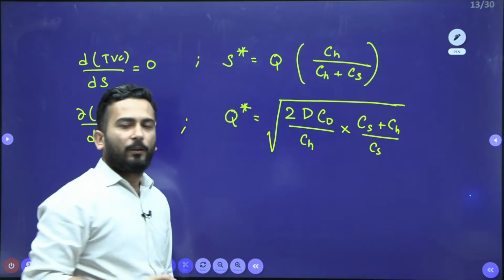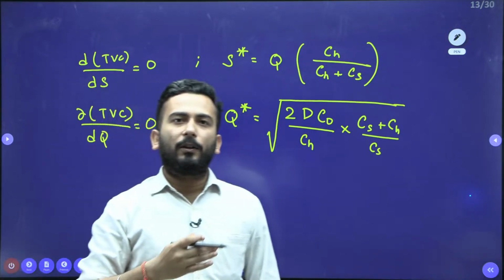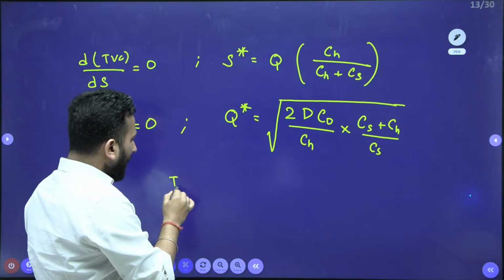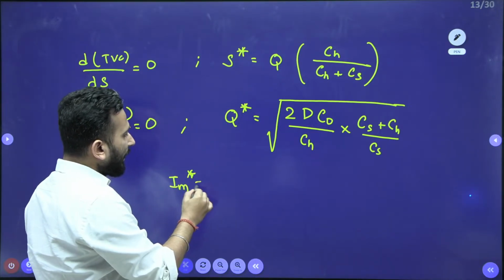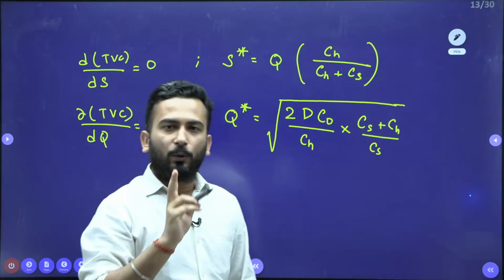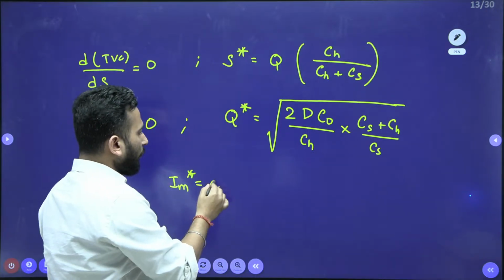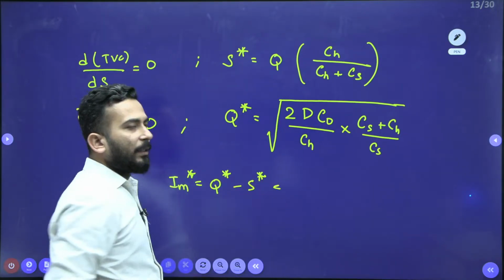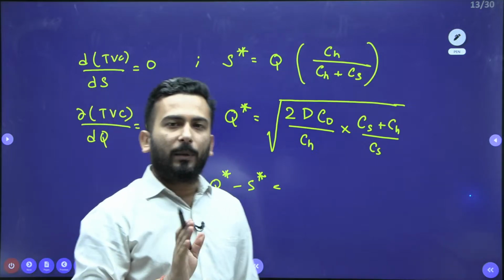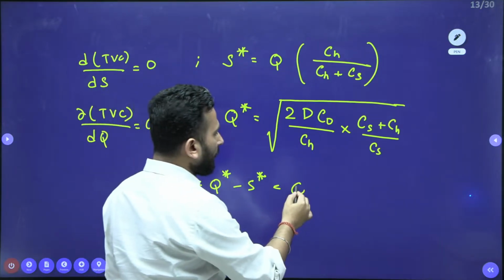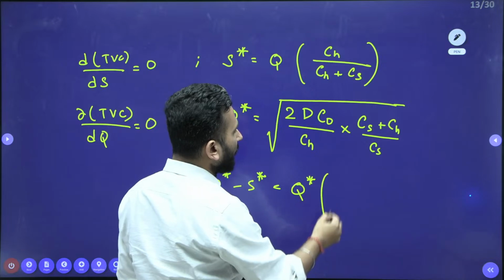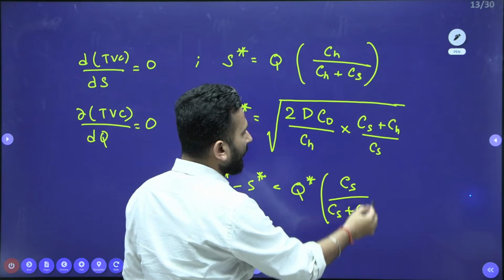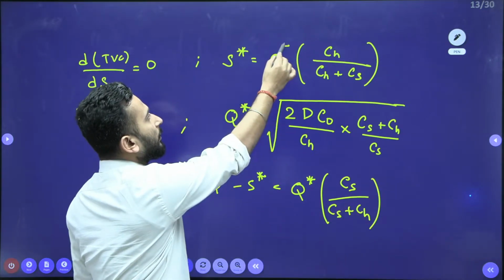See, CS is the shortage cost. And finally, my dear friends, for the maximum inventory level, you can do two things over here. You can first subtract Q star minus S star, or you can directly remember a formula, and that formula is Q star into CS by CS plus CH. Make it Q star over here.